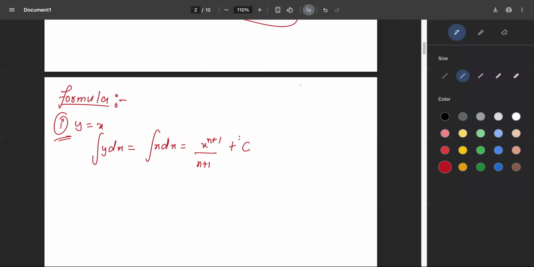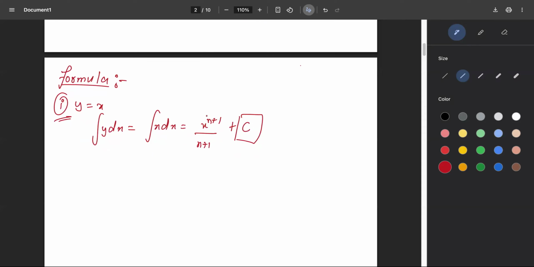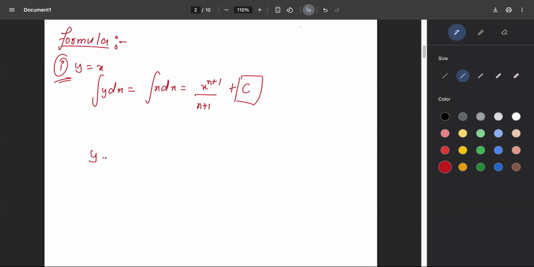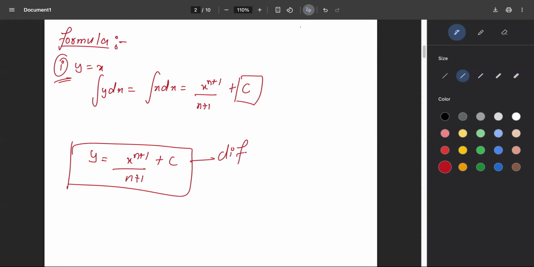What is this constant? This can be anything. Why am I putting this constant? Let's see. If I ask you, can you differentiate this part? Let's say I am giving you y is equal to x to the power n plus 1 divided by n plus 1. Bhavna, can you differentiate this and give me the result? Just differentiate and give me the value.